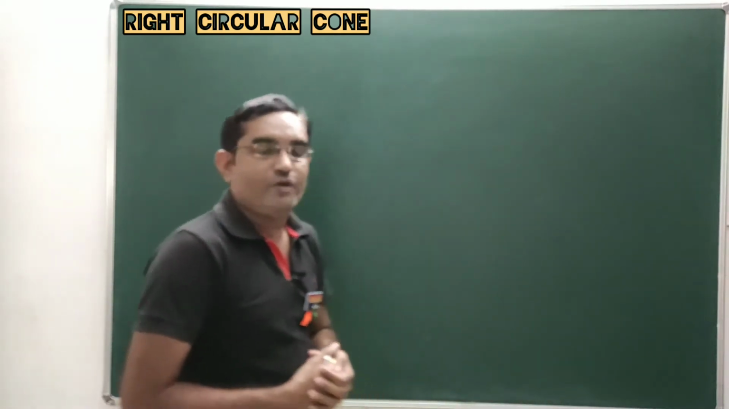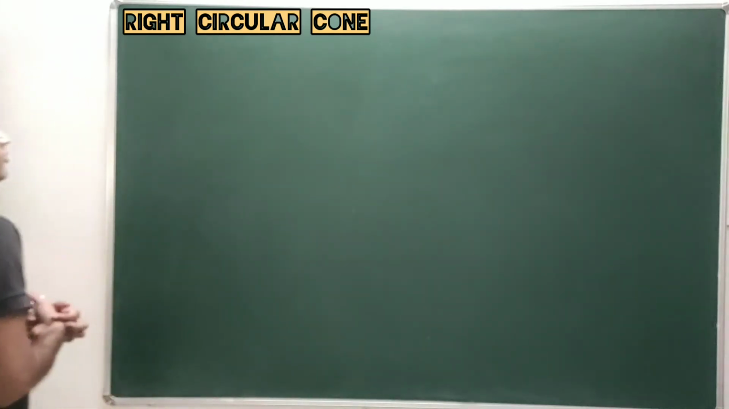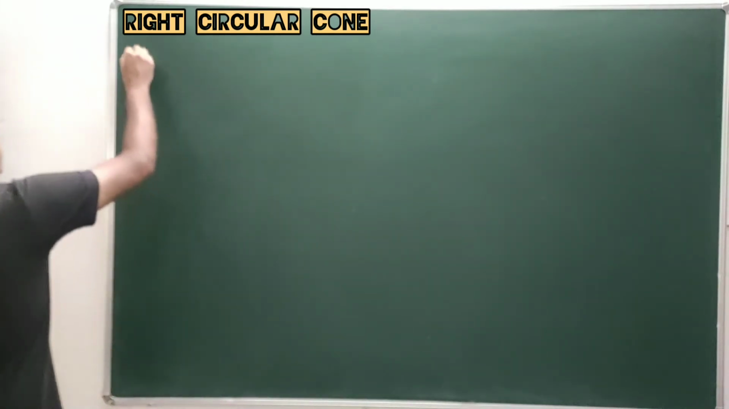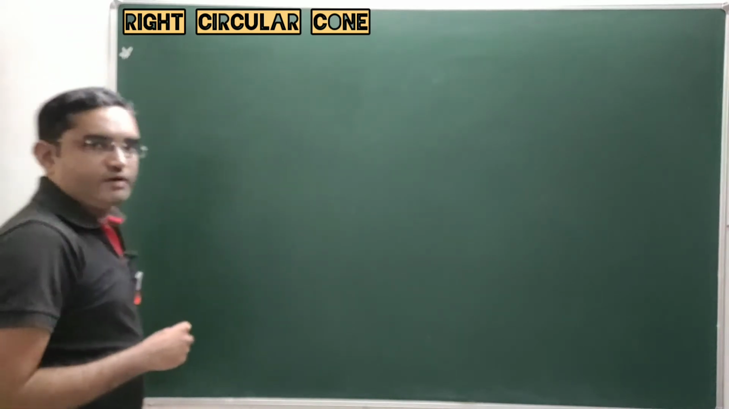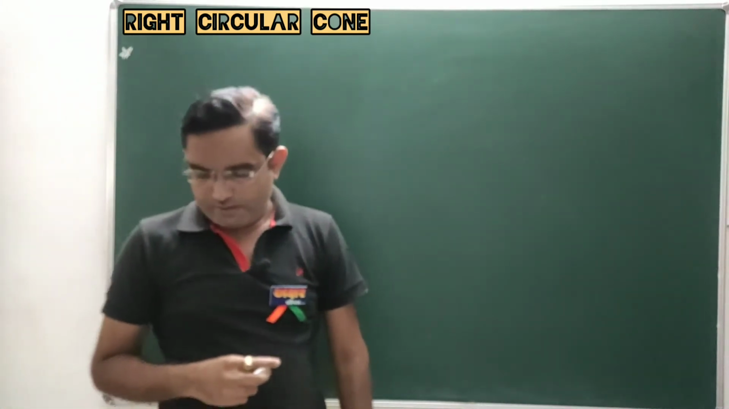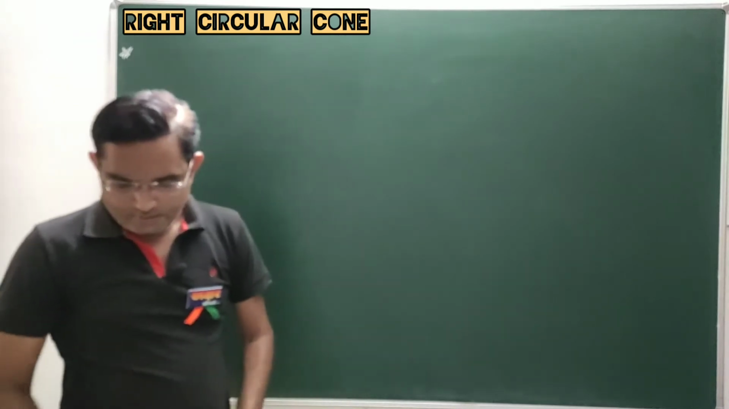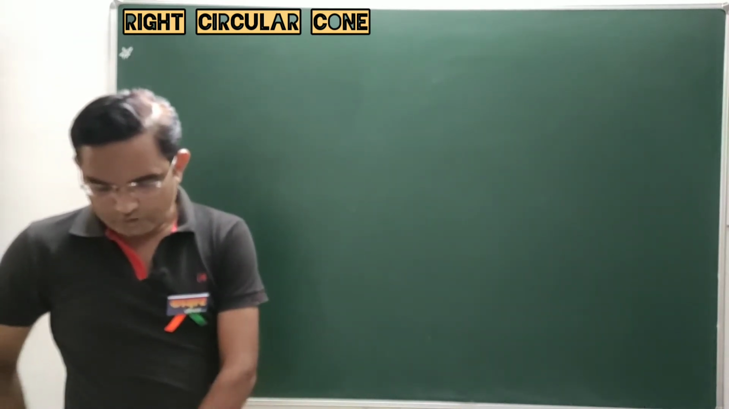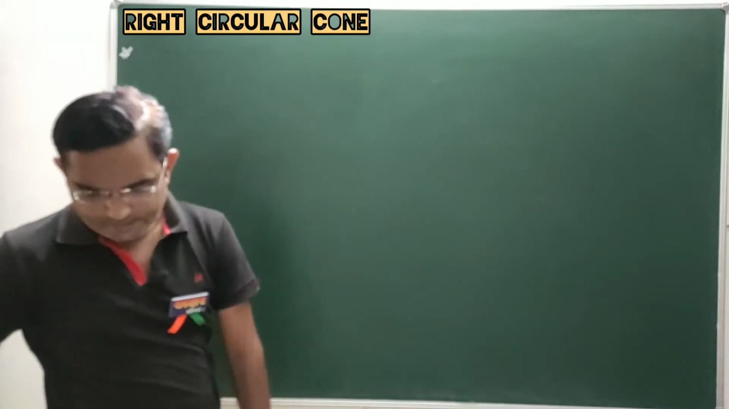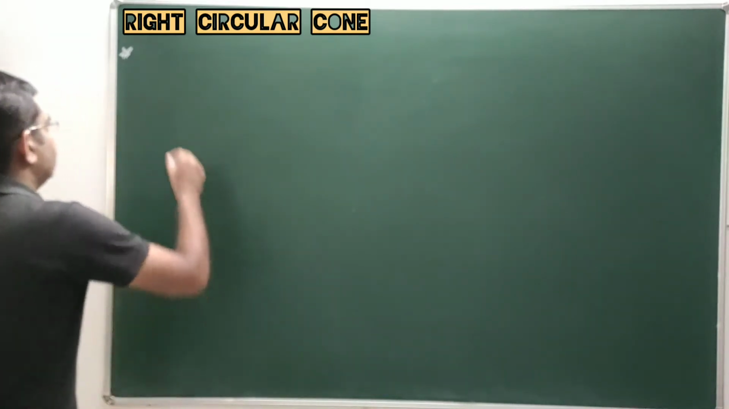In this video we are going to discuss surface area of right circular cone. So let's start with question number 1. Question number 1 is: find the total surface area of a solid cone if slant height is 21 centimeter.